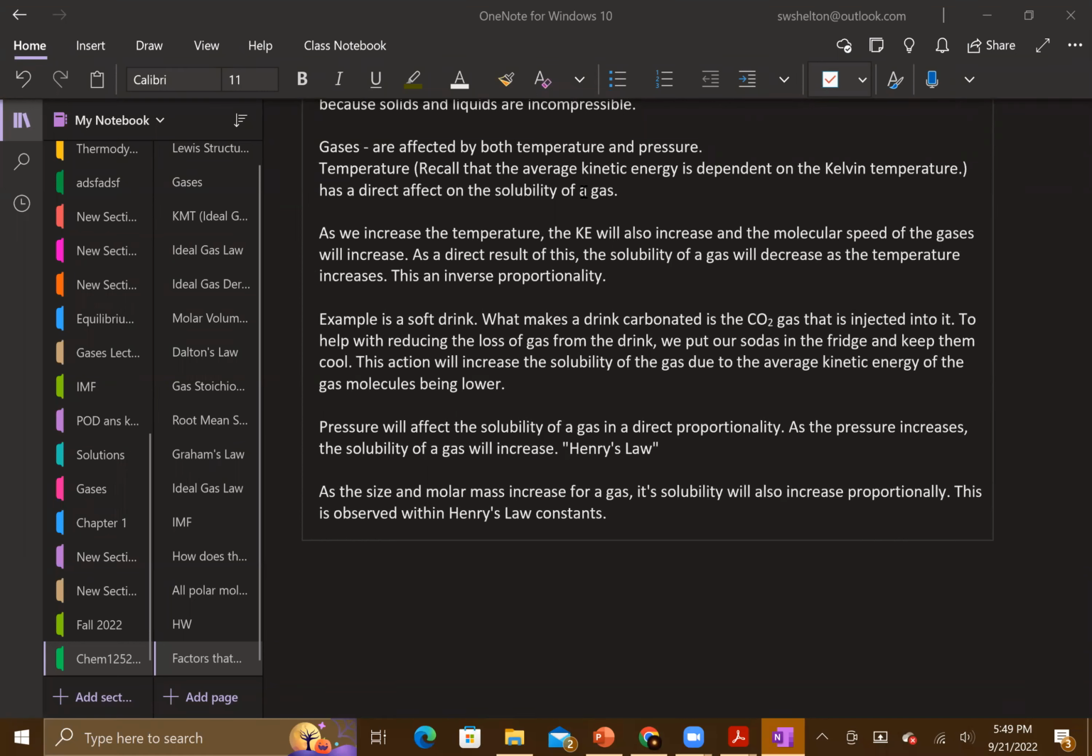What do you mean, Darius? You'd have to be given those. I would not ask you to solve for Henry's law constants. I would give you those. Is that what you're referencing? Okay, yeah, I would not ask you to solve for it. I would give those to you if I were to ask you to solve for it on the test. All right, any other questions?